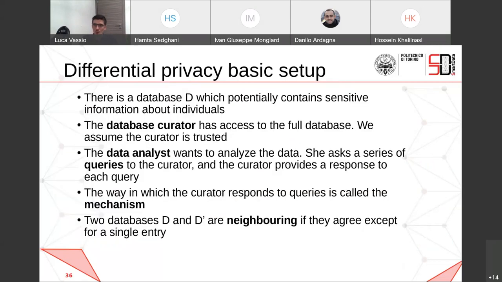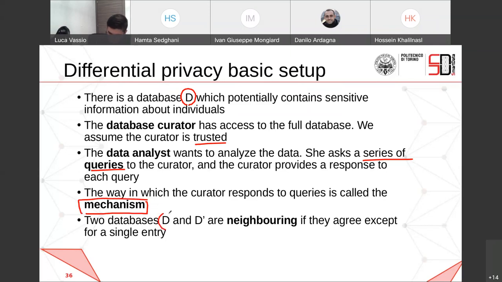So before providing you the formal definition of differential privacy, let's just see some basic setup. We have a database D, which potentially contains sensitive information, and we have a curator of the database who has access to the full database. For now, we assume this is trusted. And then the attacker wants to analyze the data. What we can do is ask a series of queries, and of course, then we'll have the answers. The way the answers are provided by the curator is called a mechanism.